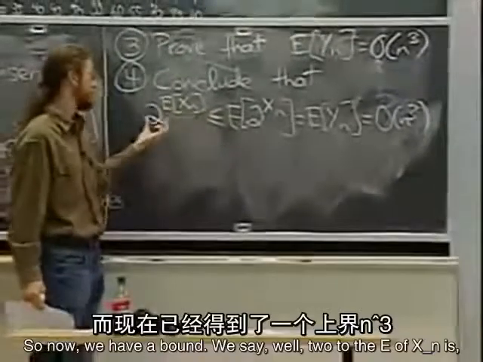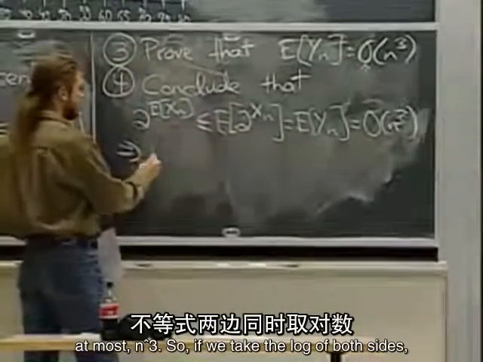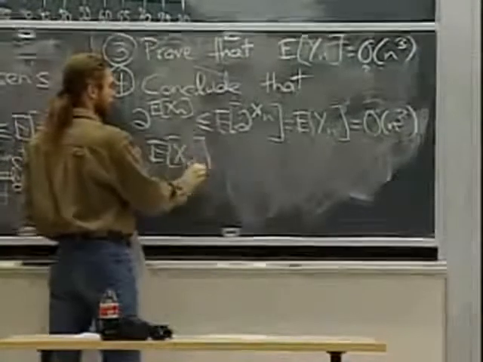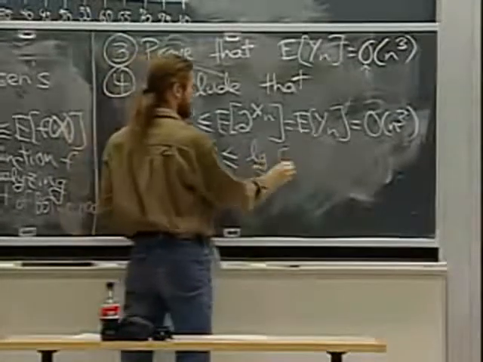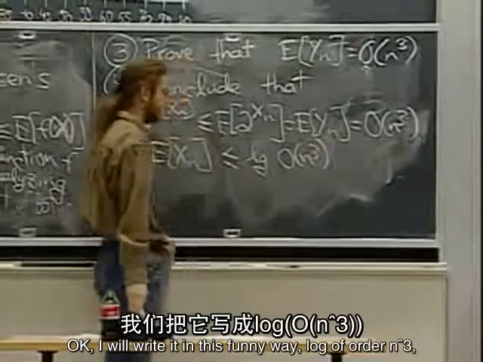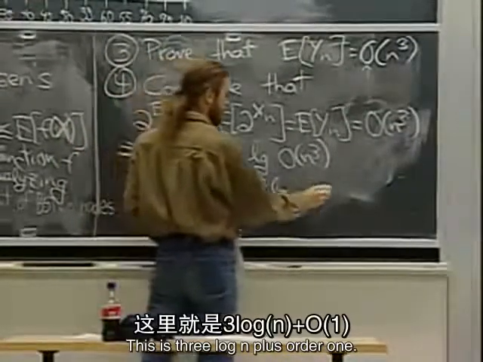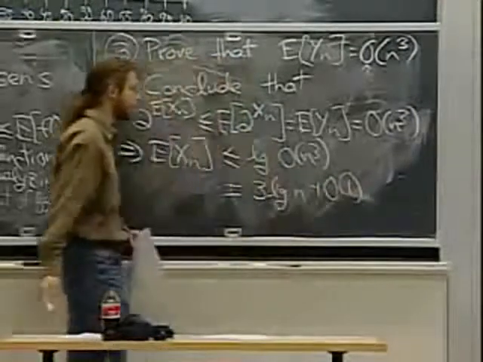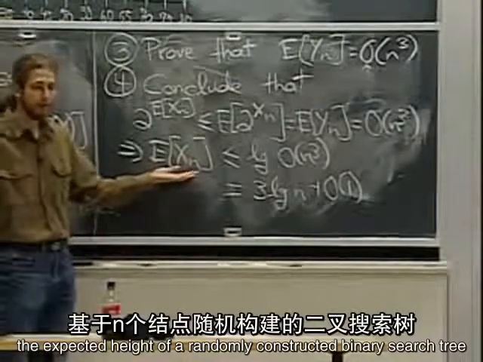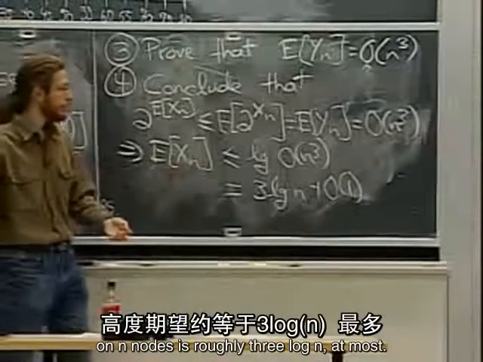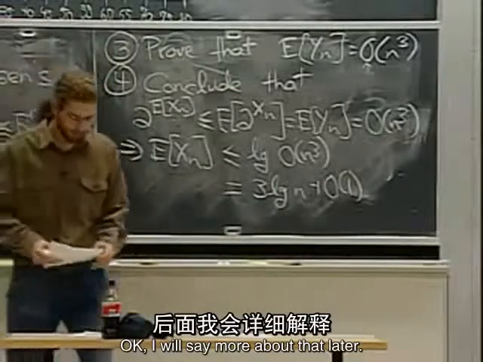So now we have a bound. We say, well, 2 to the E of X_n is at most n cubed. So if we take the log of both sides, we get E of X_n is at most the log of order n cubed. I'll write it in this funny way, which will actually tell us the constant. This is 3 log n plus order 1. So we will prove that the expected height of a randomly constructed binary search tree on n nodes is roughly 3 log n at most. I'll say more about that later.